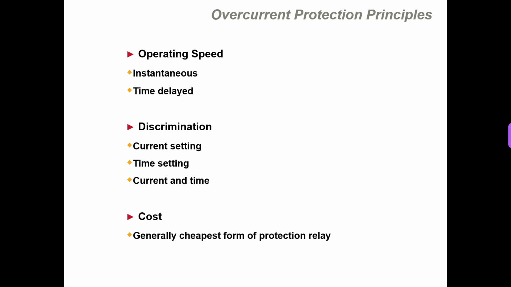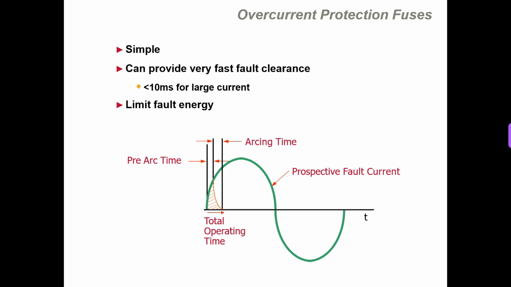Now again, time delayed, we could have definite time delay, or we could have IDMT, that is inverse definite minimum time delay relay. The discrimination of overcurrent protection is generally done by three different principles. One is current setting, that is what we have seen earlier.